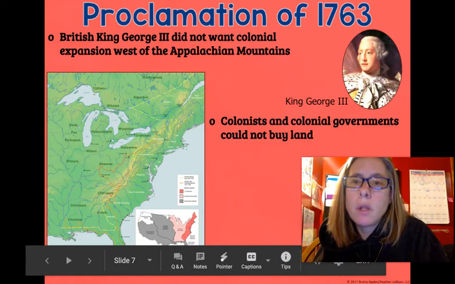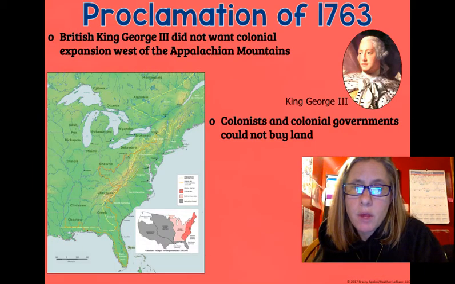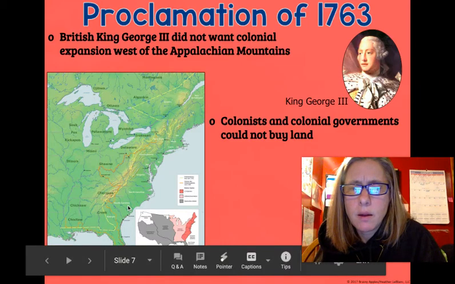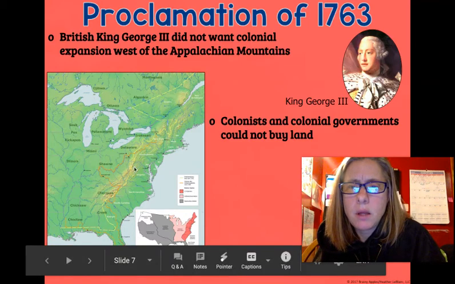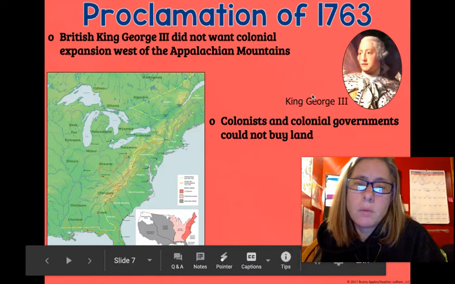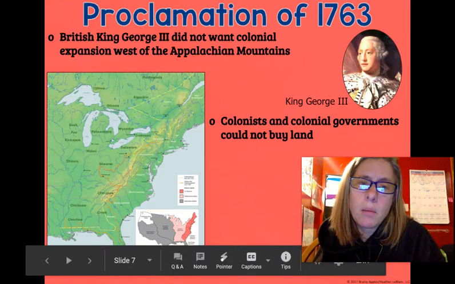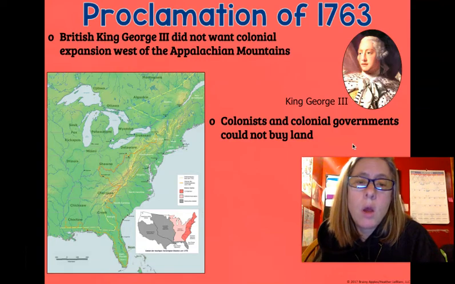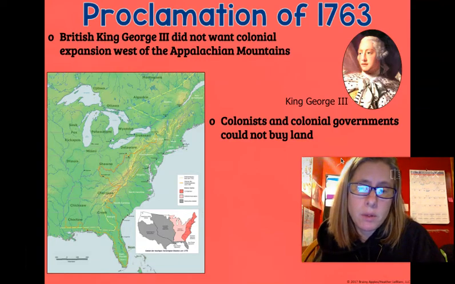So in order to avoid future conflicts with the French and the Native Americans, they issued the Proclamation of 1763. And you can see some facts here. And basically, the Appalachian Mountains are here in the map. And King George, who's pictured there, was the ruler of Britain at this time. He did not want the colonists to go west of the Appalachian Mountains.